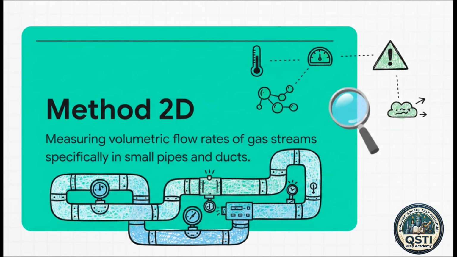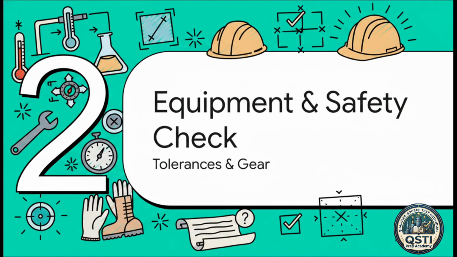Why? Because the calibration of your devices will be heavily thrown off by fluctuations in stack gas temperature, pressure, and molecular weight. The whole point here, the main data quality objective, is that strictly following this method seriously enhances the quality of data you get from all your subsequent air pollutant sampling methods. It's the foundation, right? Moving right along to Section 2, our equipment and safety check.